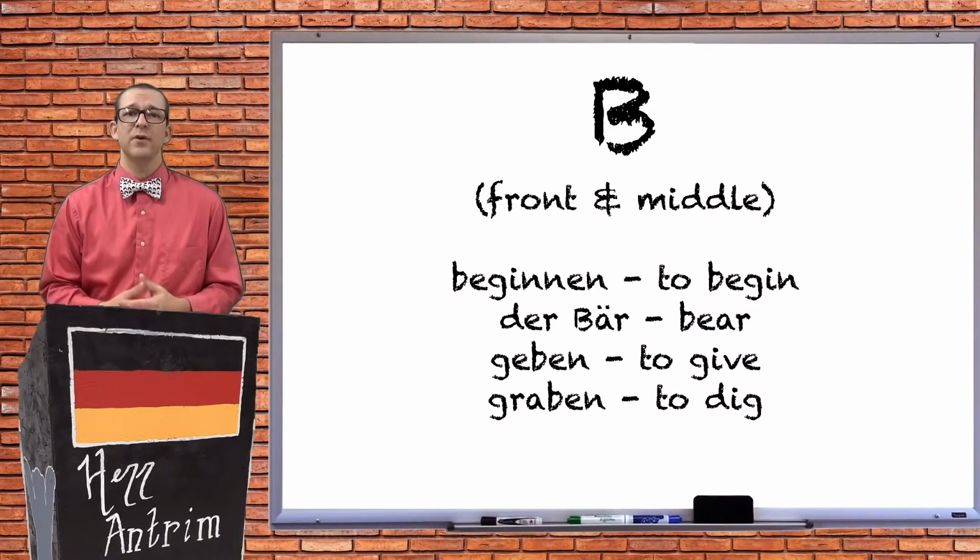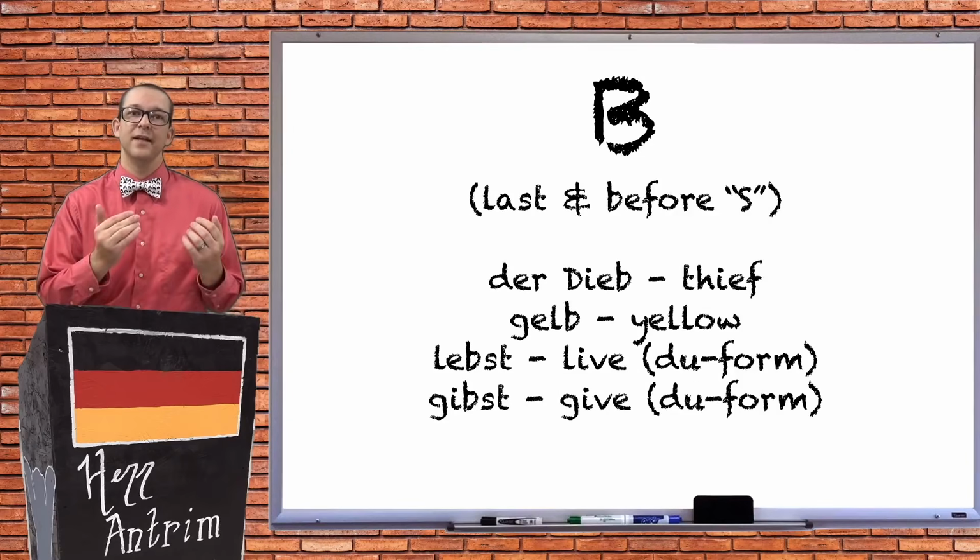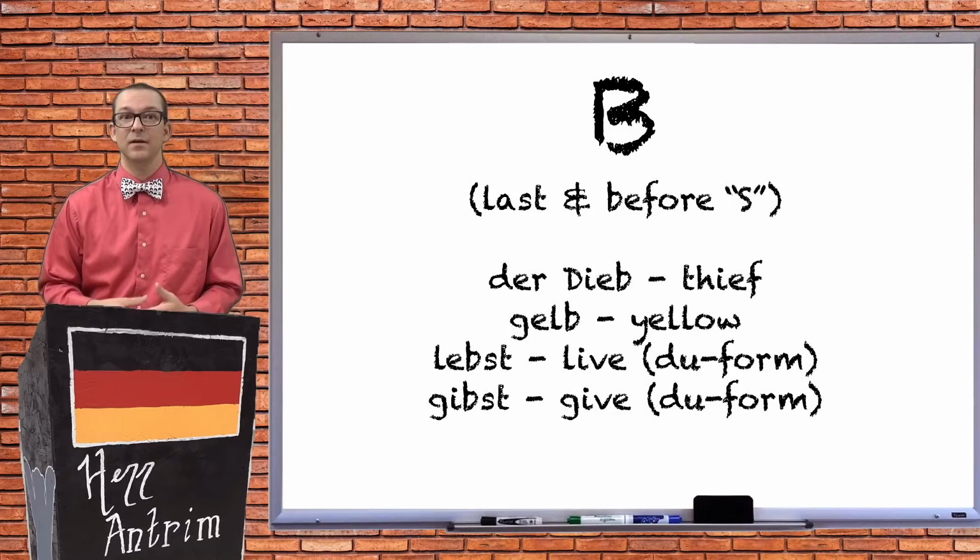The letter B is mostly pronounced as it is in English. At the beginning or the middle of the word, it is pronounced B. For example, beginnen, Bär, geben, graben. When it is the last letter of the word or it is before the letter S, it sounds more like a P. For example, Dieb, gelb, lebst, gibst.